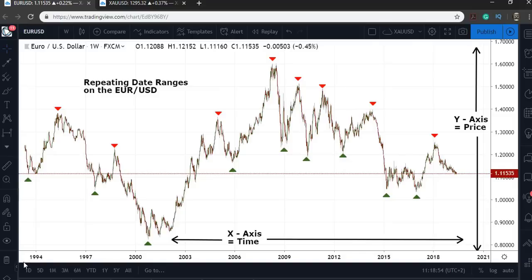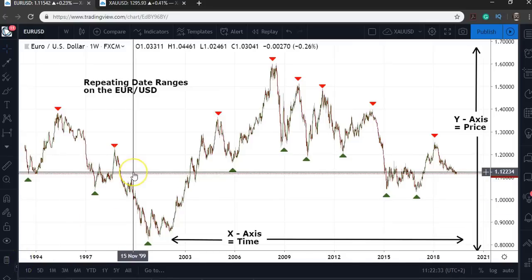So today's video will not be focusing on any sort of technical analysis or strategy at all, but what I will be doing is showing the concept of repeating time ranges, or some might call cycles. Okay, let's jump right into it.